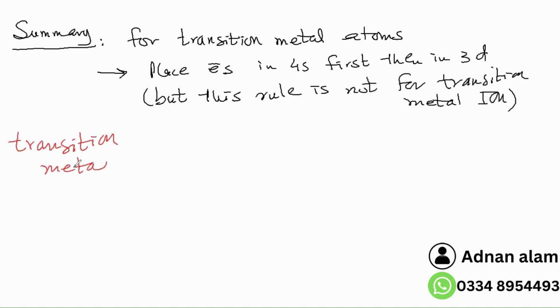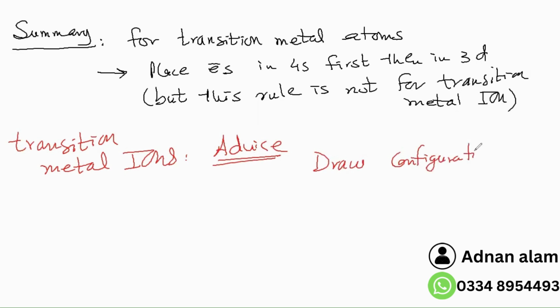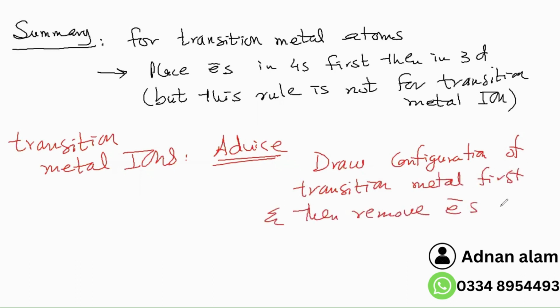it is advisable, so my advice is to draw the configuration of the transition metal first, and then remove electrons from 4s first, then from 3d. Okay, so for transition metal ions, it is better to draw the configuration of the atom first, and then remove electrons from 4s first, and then remove electrons from 3d.